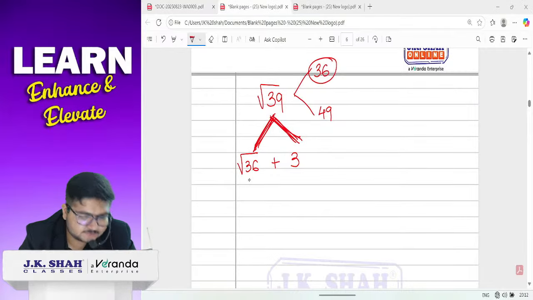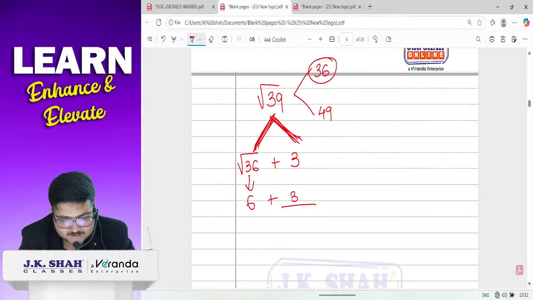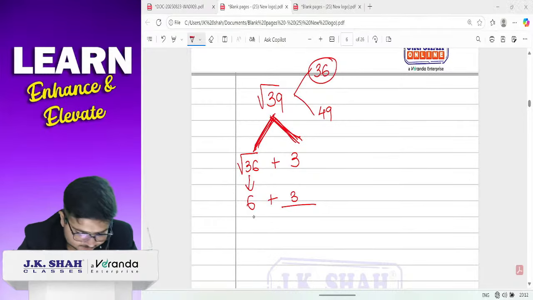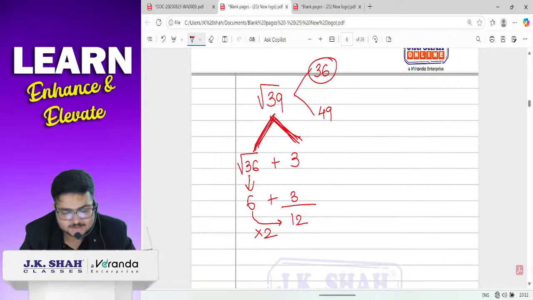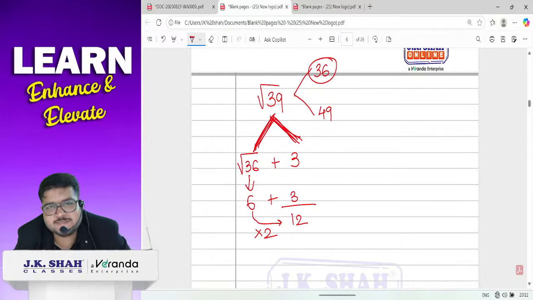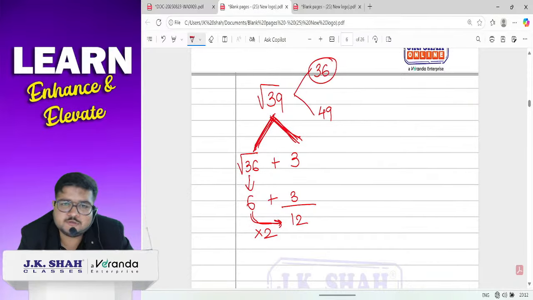Next step. Now the steps are very easy. Answer nikalo iska. Please find the answer of root 36. It is 6. 6 plus 3, but in 3 ka denominator we have to put something. What do we have to put? You have to always put double of this. 6 into 2 is 12. Always you have to put double of the answer that you got by solving the root. So 6 ka double is 12, so you have to put 12.